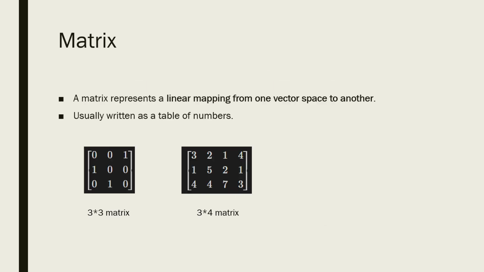First, what is a matrix? Fundamentally, a matrix represents a linear mapping from one vector space to another vector space. It is usually written as a table of numbers. General matrices are the workhorses of mathematics. They can stretch, skew, or rotate the geometric space.